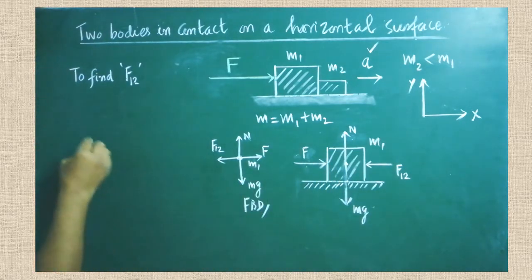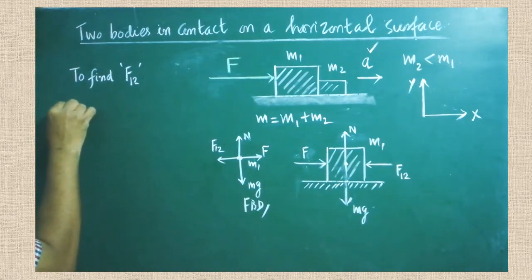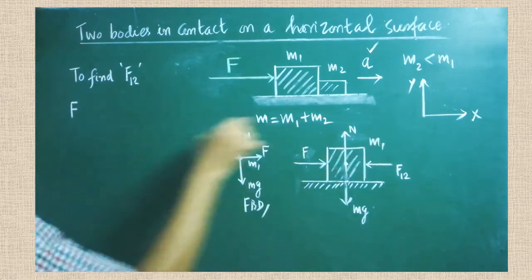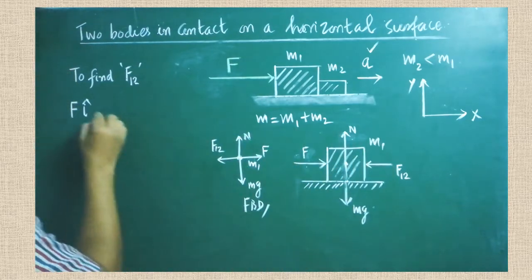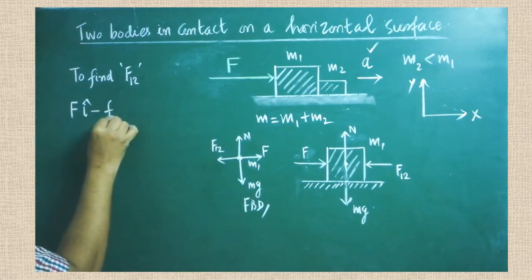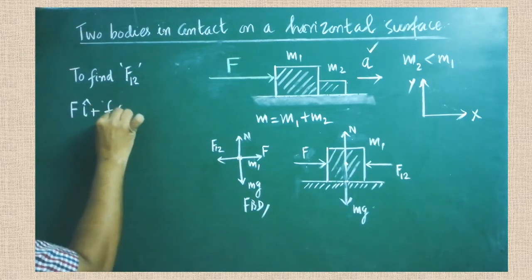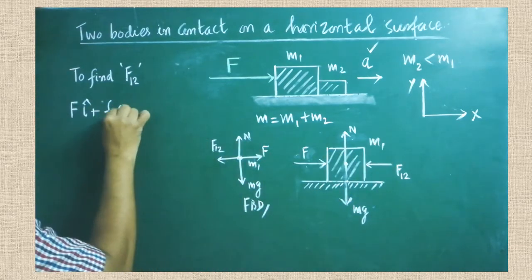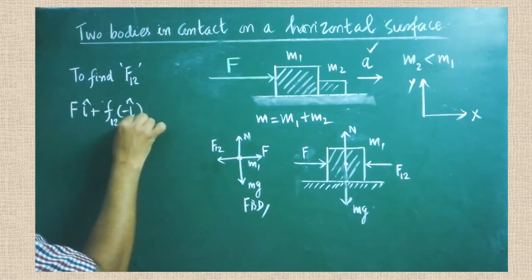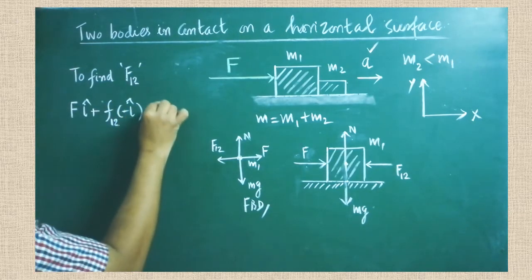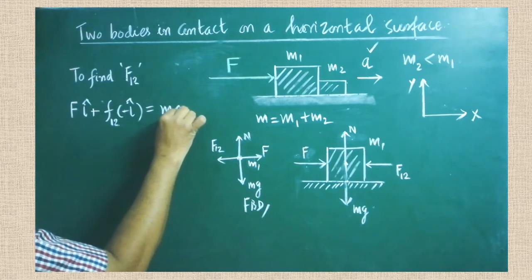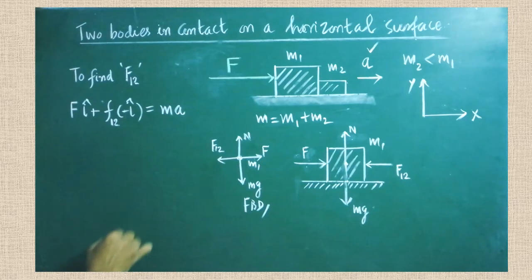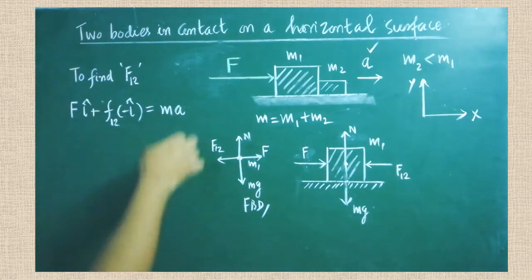How will you find it out? Look at that. F is acting along the positive x direction. Therefore, i cap must be written. F21 is acting in the opposite direction. Therefore, small f21, since it is acting along the negative x direction, minus i cap can be written. Are you clear? And then M. What is M? Net force. To calculate the net force, we can write MA.